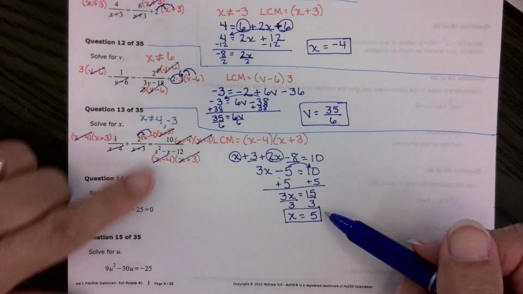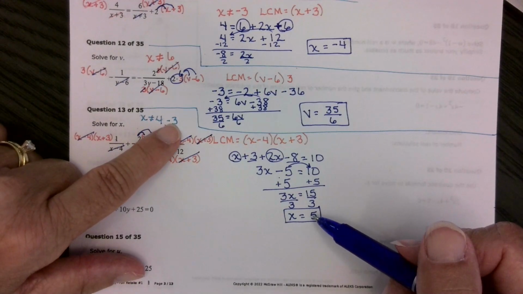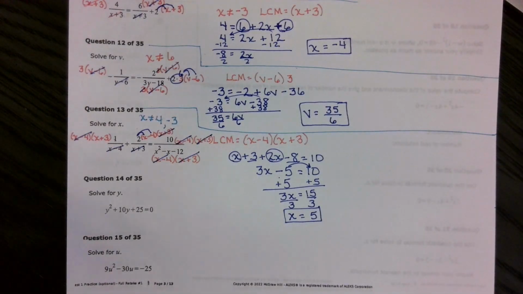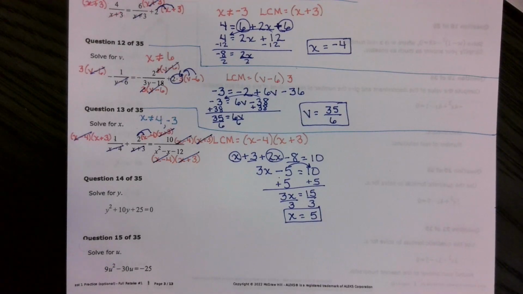Now, is that one okay? Yeah, it just can't be 4 or negative 3. Okay, that's the only rule to that. You gotta just double check to make sure it's not a restriction, all right?